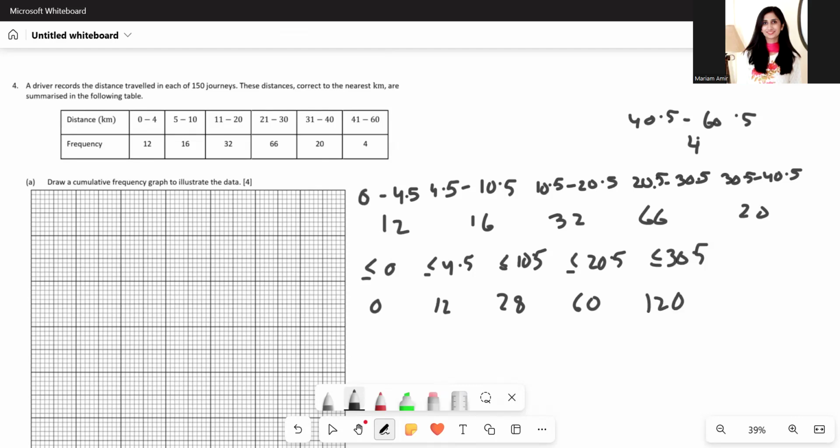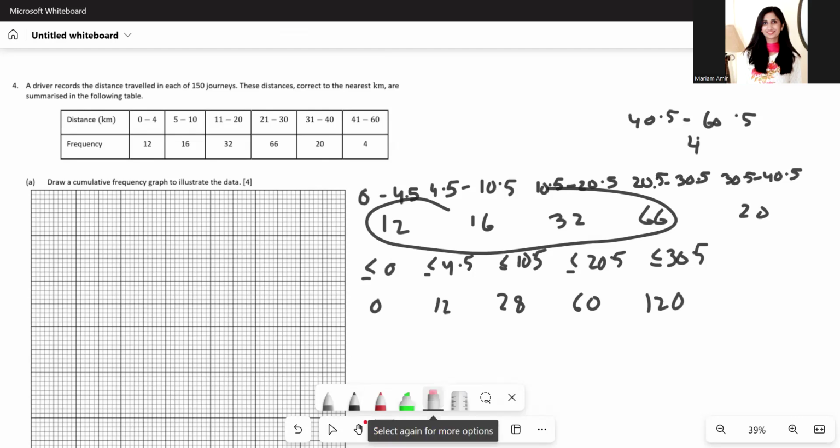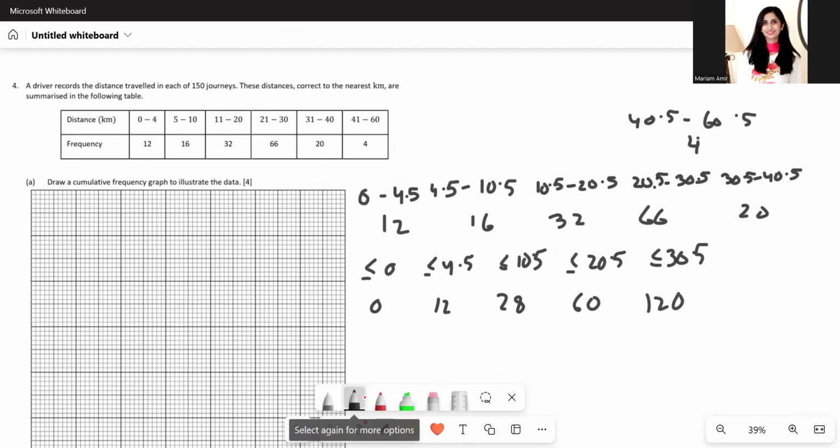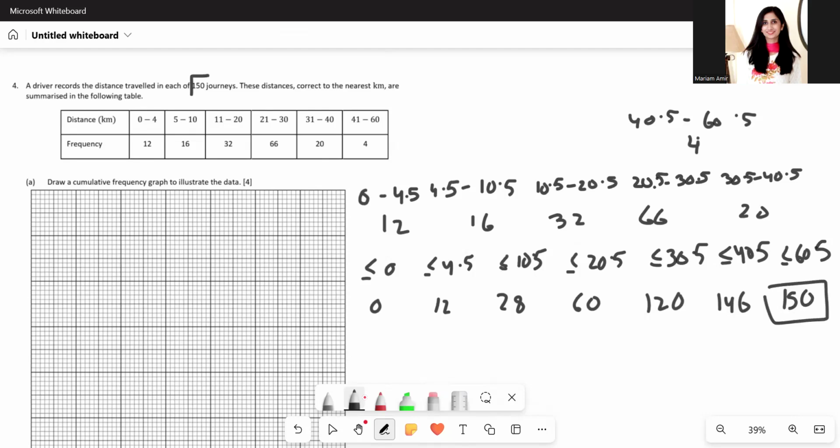How am I getting 120? By adding all of these. Then less than or equal to 40.5 is 146, adding all the frequencies, and less than or equal to 60.5 will be 150. This value here should be equal to this value here, showing us that we got the table right.